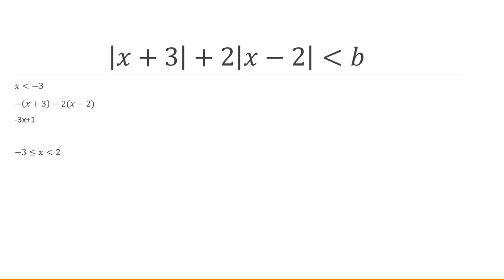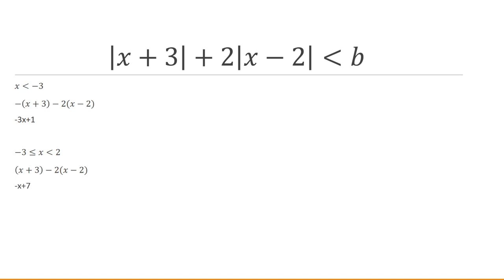The next case is when x is between negative 3 and 2. If I plug in a number between negative 3 and 2 in x plus 3, it's not negative. So therefore, I could just remove the absolute value. Whereas if I plug in a number from negative 3 to 2 into x minus 2, I will get a negative. And therefore, I have to multiply that by a negative. So I end up getting negative x plus 7.